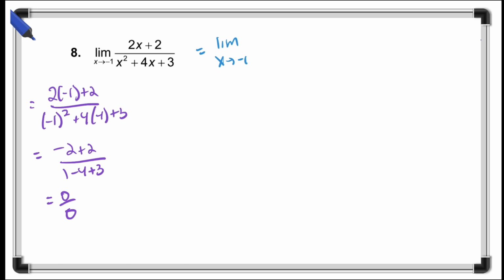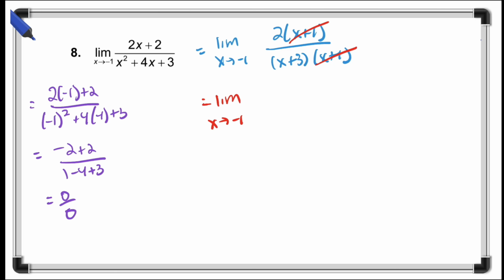So you're going to have GCF of 2. And then the denominator, you've got x plus 3, x plus 1, and the x plus 1's cross out. Then the limit as x approaches negative 1 is 2 over x plus 3. We're going to take 2 over negative 1 plus 3, which will get us 2 over 2, which will get you 1.